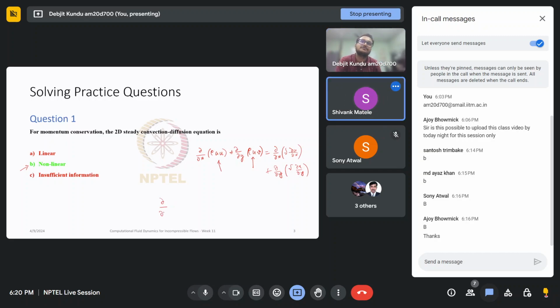So let's do dou x square, and there can be u square in between. So this is non-linear. On the other hand, if we have this, this is linear.